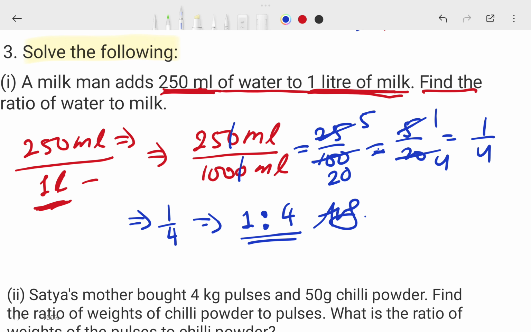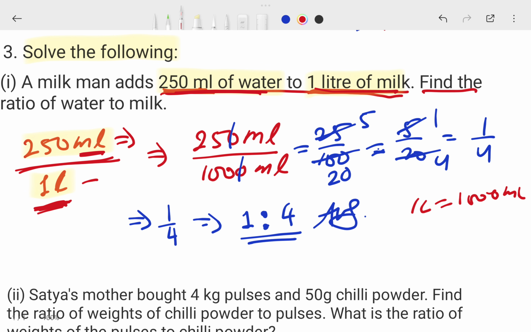What happened in this one? I didn't do anything extra. Here it says 2 ml of water, and I wrote 2 ml of water on top, and 1 liter of milk below. First of all, whenever you get anything, write it as a fraction: the first on top, the second in the downside. After writing this, this is milliliter and this is liter. So why not convert the liter into milliliter? We know that 1 liter equals 1000 milliliter.